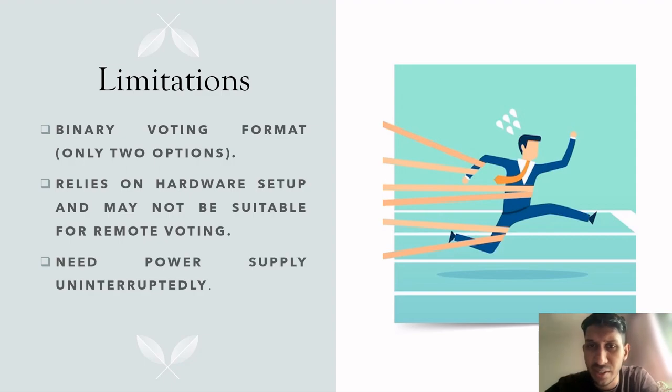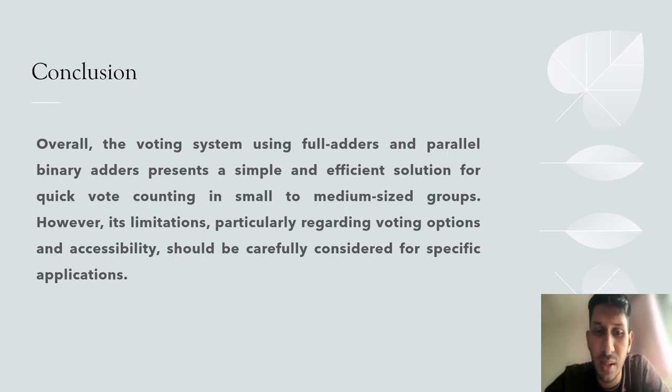Then we go to the next slide, which is the conclusion. Overall, this project, the voting system using a full adder and parallel binary adder, presents a simple and efficient solution for quick voting in small and medium size groups. However, its limitations, particularly regarding voting options and accessibility, should be carefully considered for specific applications.